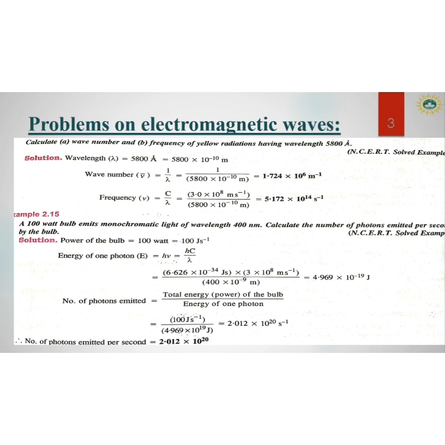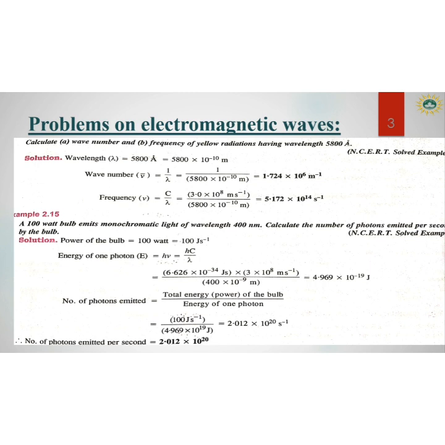Now, whenever you find the wave number, it means 1 by lambda. So you know the wavelength lambda. So how can you find the wave number? Wave number is equal to 1 by lambda. So that is 1 by 5800 into 10 to the power minus 10 meter, and we'll get the answer for wave number, and the unit will be per meter.